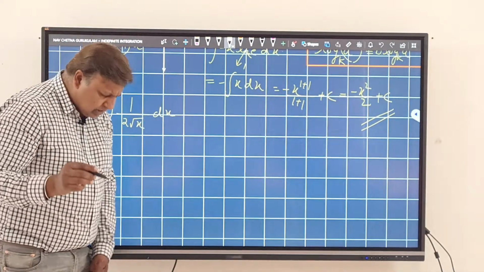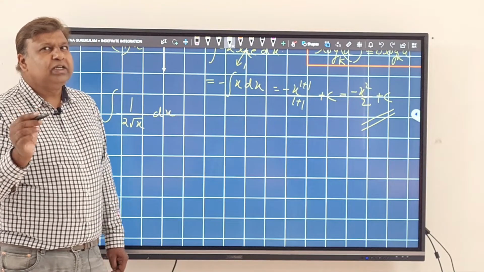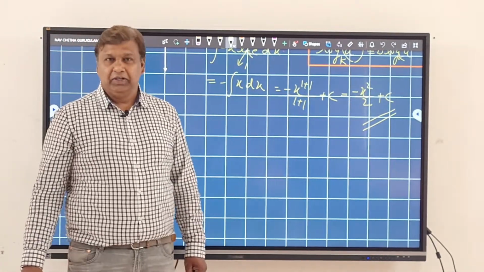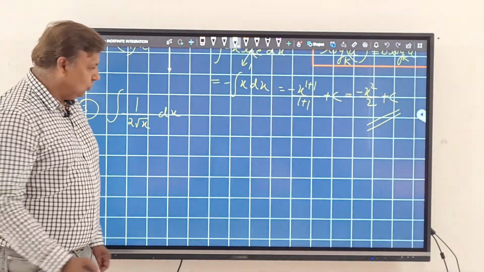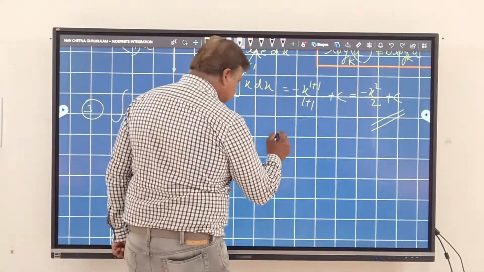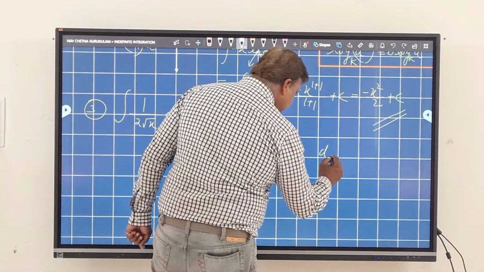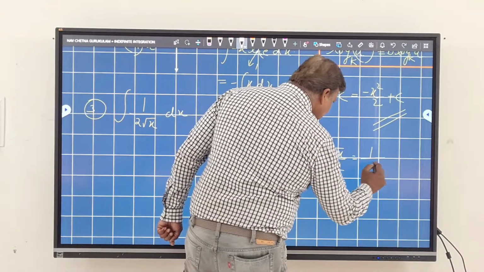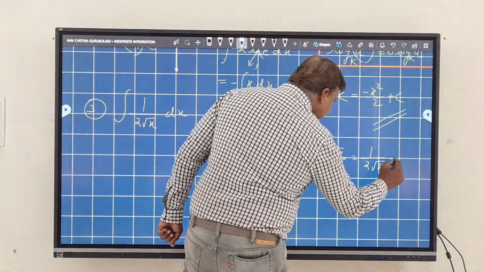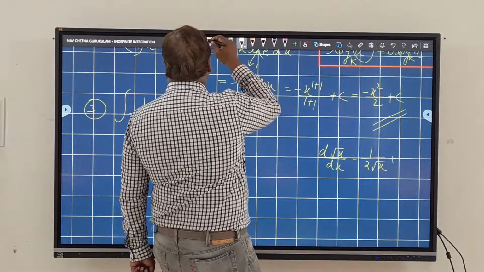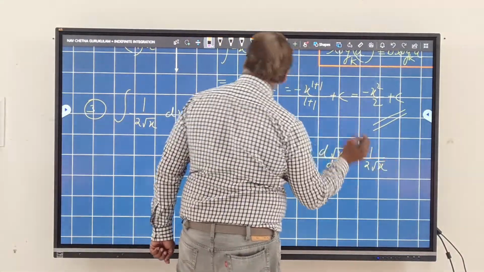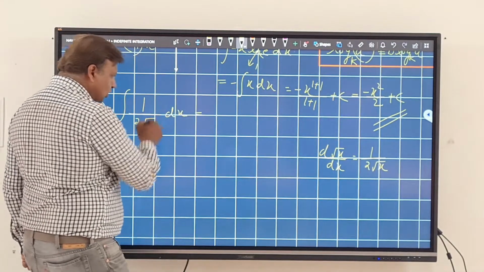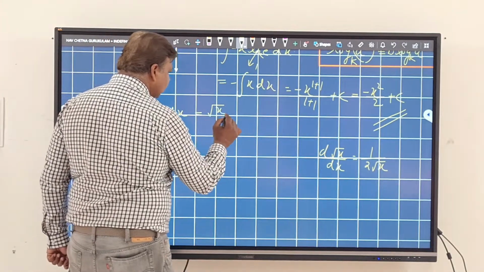Now don't tell me that you haven't done this before. You have done it. Which function's derivative is 1 by 2 root x? Come on, come with me. The derivative of the function root x itself is 1 by 2 root x. So the derivative of root x is 1 by 2 root x. I hope I could make you remember this. Okay. So in the same way, the integral of 1 by 2 root x would be root x.